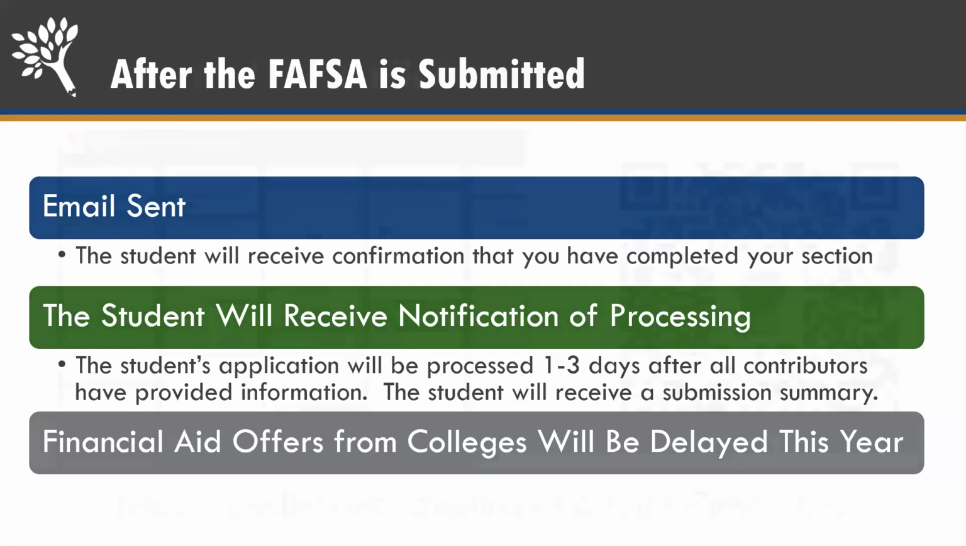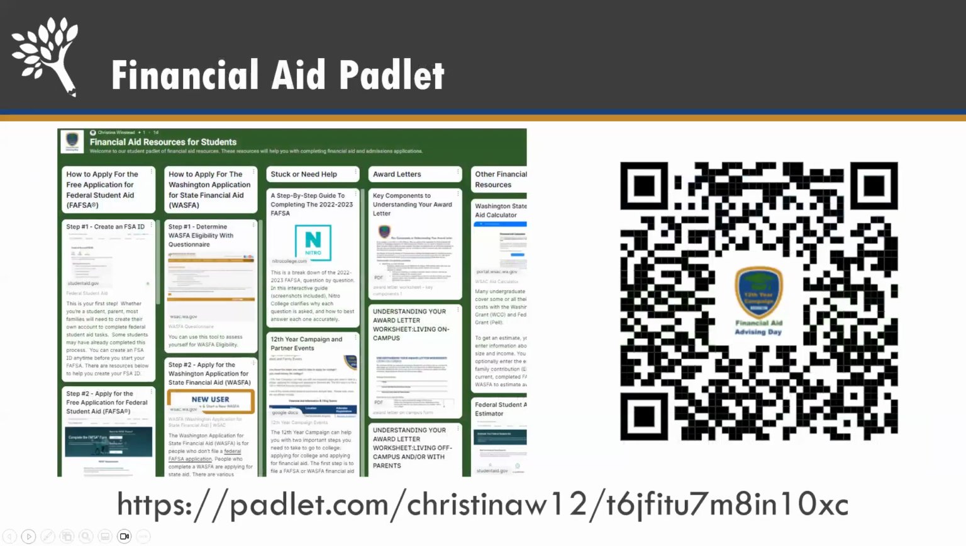If you or your student needs help, we have a Padlet for you. This Padlet is very easy to access, and it has how to apply for financial aid in different steps. If your student is stuck or needs help, there's guides. There's also lists of events where you and your students can get help with questions, as well as we will have financial aid offer workshops over the summer to help you and your student navigate what those award letters mean.